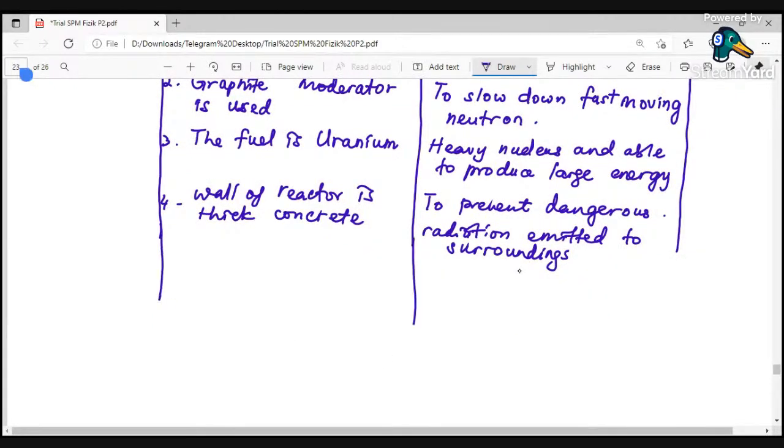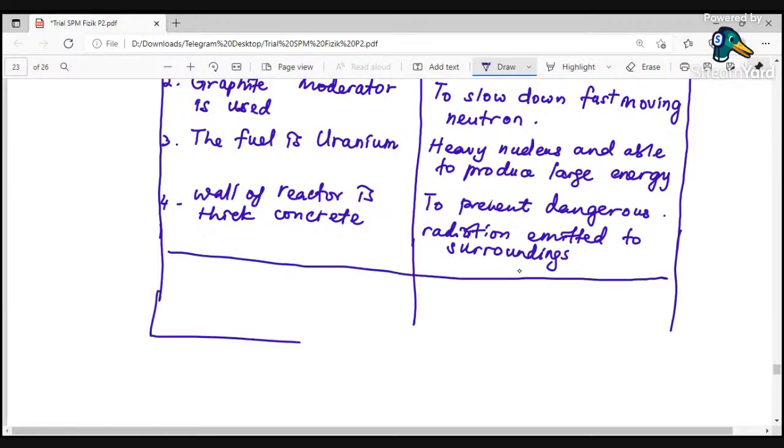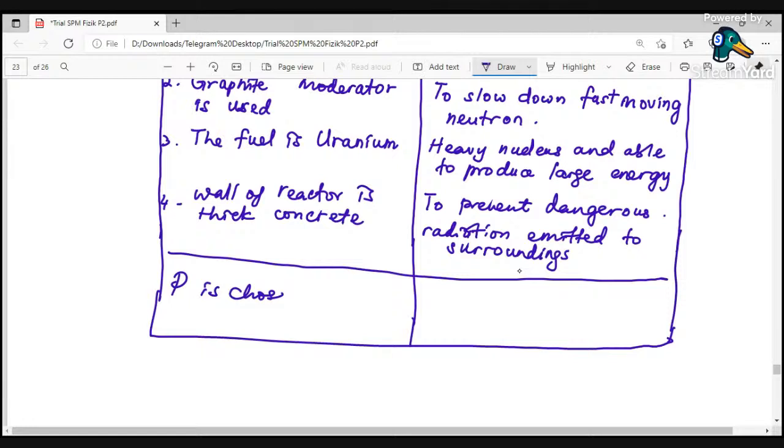Okay, then we can make the conclusion. Yeah, we can make the conclusion already. B is chosen because... You write again here all the reasons or the characteristics from this column. We just write here again. Okay, so this one will give you 10 marks.